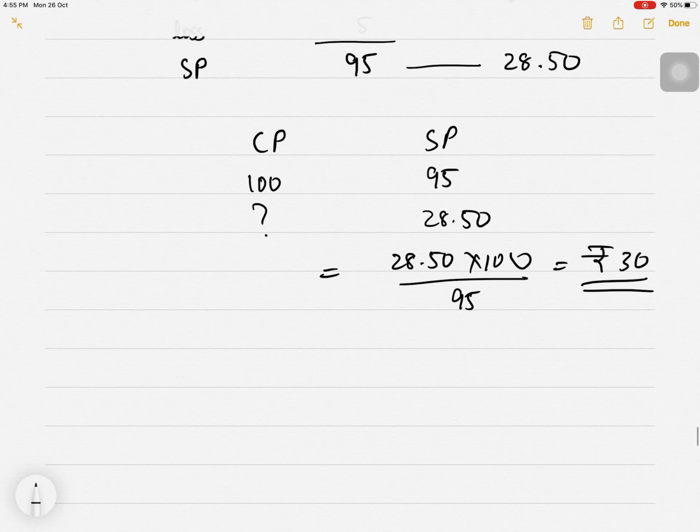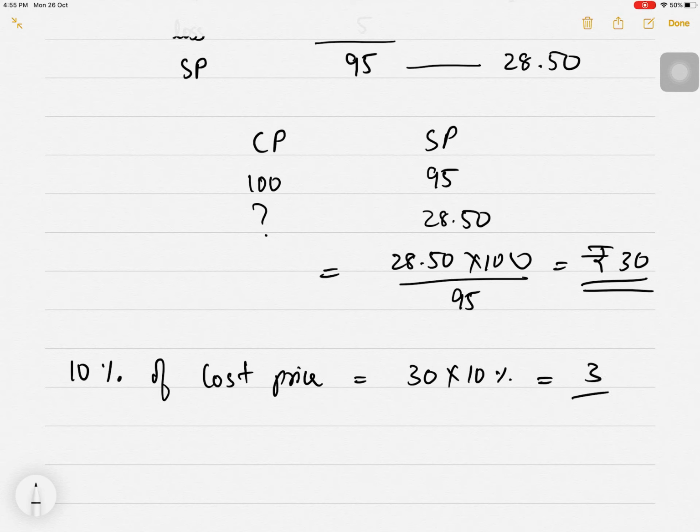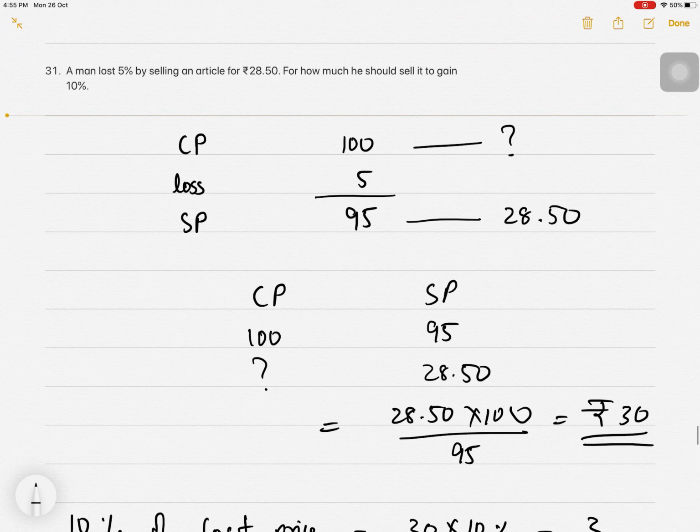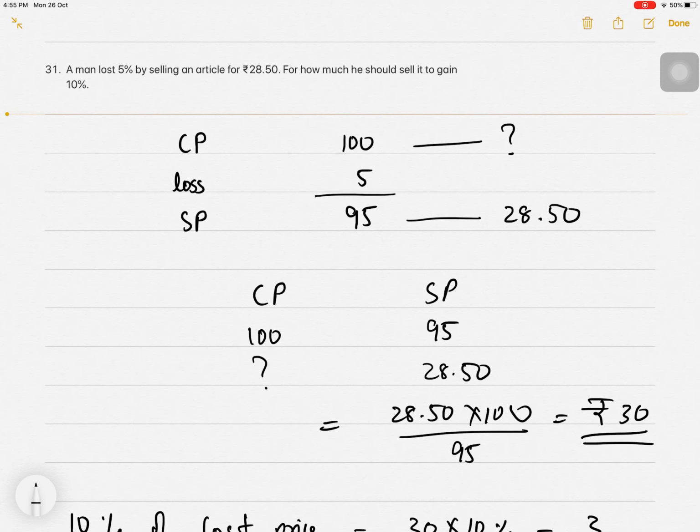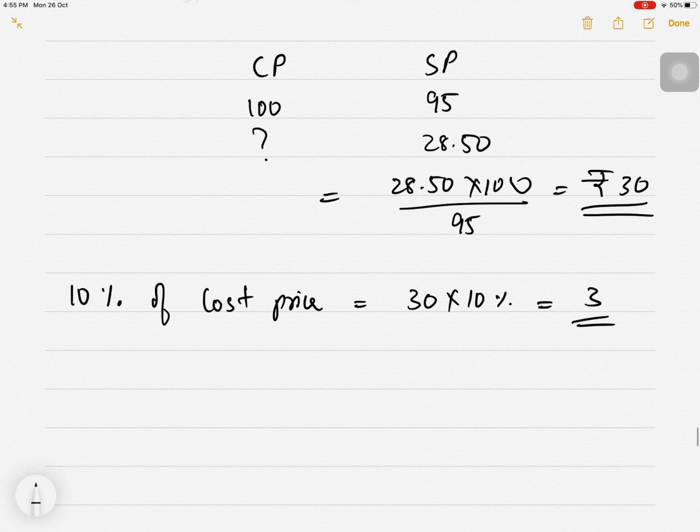How much should he sell to gain 10%? So 10% of cost price is equal to 30 into 10%, which is 3. 10% of cost price is 3. So 3 is the profit. So therefore he must sell it for 33 rupees.